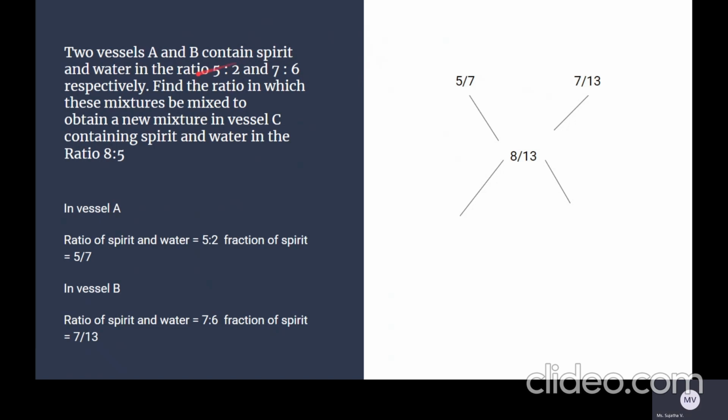So if the ratio of spirit and water is 5:2, then the fraction of spirit in the first solution is 5/7. And the fraction of spirit in the second mixture would be 7/13. How did I get this? 5:2 is the ratio. So 5/(5 plus 2) will give me the fraction of spirit. So that is 5/7, and on the other side it is 7/13. So finally when you mix it, they are telling us the ratio of spirit and water is 8:5. That means the fraction is 8/13.